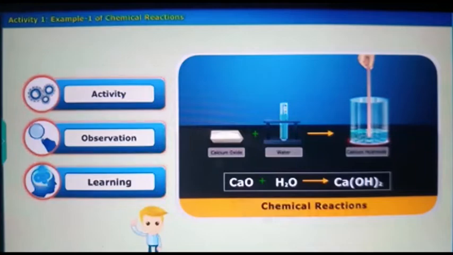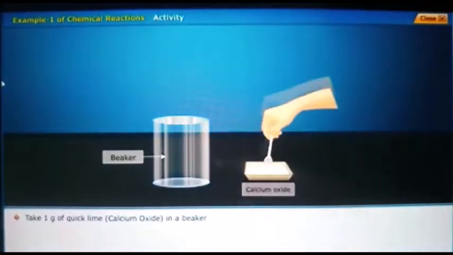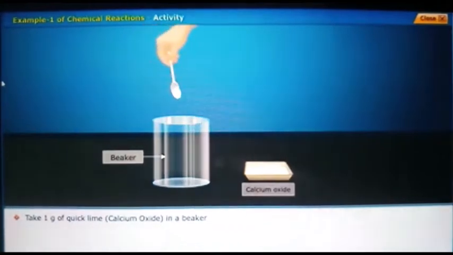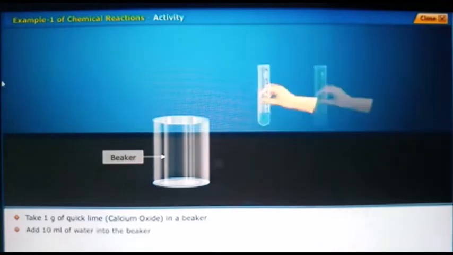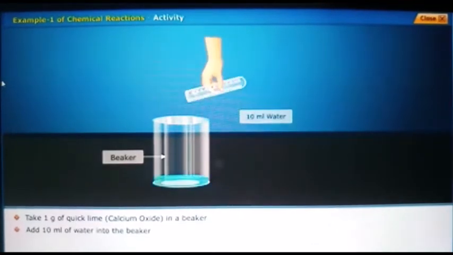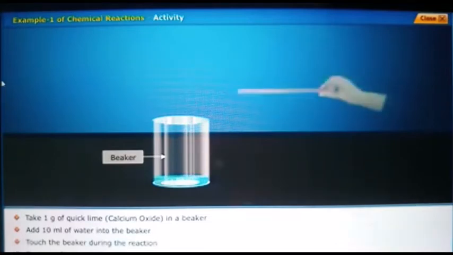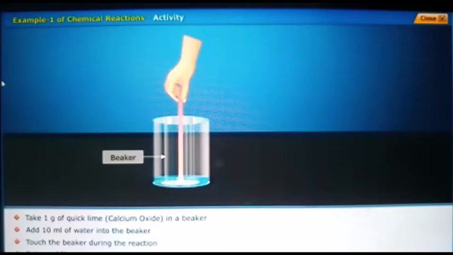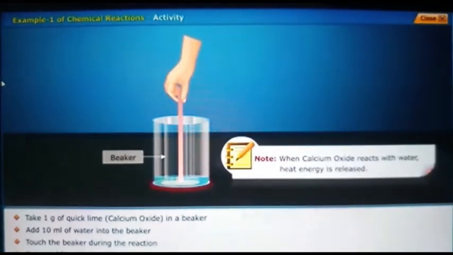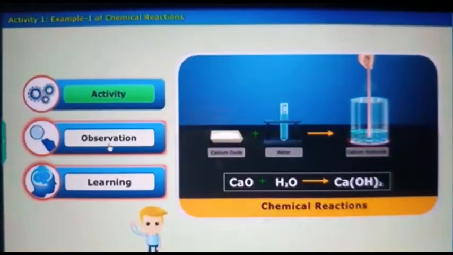Example 1 of chemical reaction. Take 1 gram of quicklime, calcium oxide, in a beaker. Add 10 ml of water into the beaker. Touch the beaker during the reaction. Put a red litmus paper into the beaker after the reaction. When calcium oxide reacts with water, heat energy is released.